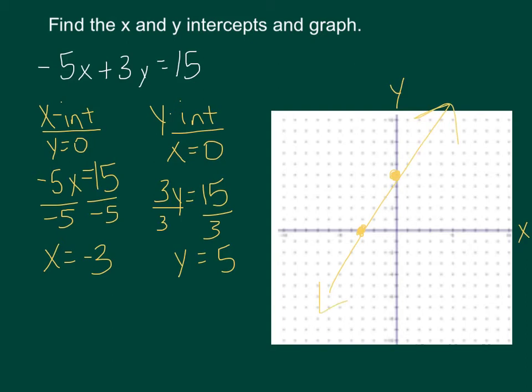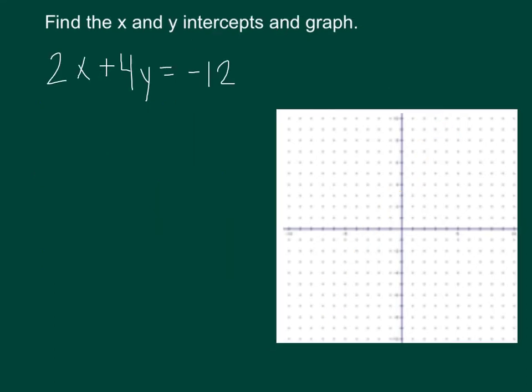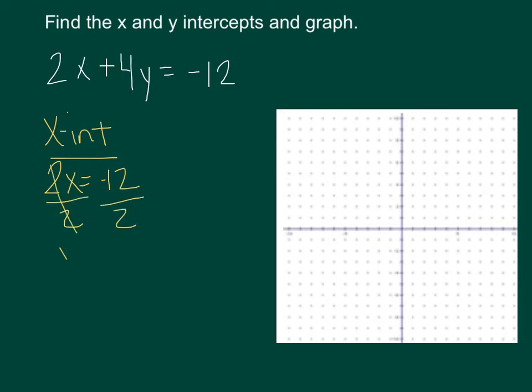Make sure you're writing down this entire problem. You're not just writing the answer, you're not just writing the graph, because otherwise tomorrow it's not going to make sense. Let's try another one. 2x plus 4y equals negative 12. So my x-intercept, you set the 2x equal to the negative 12. Divide by 2, so x equals negative 6.